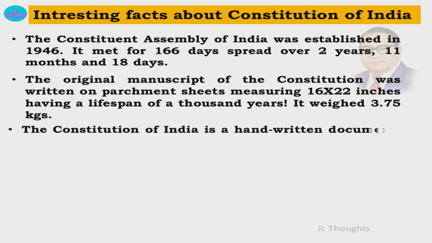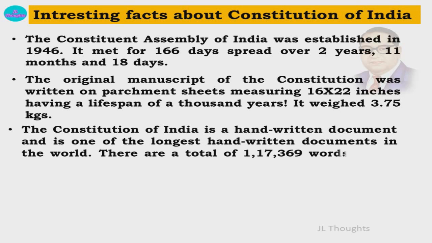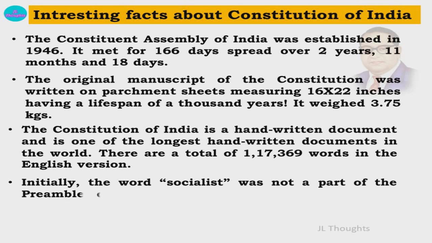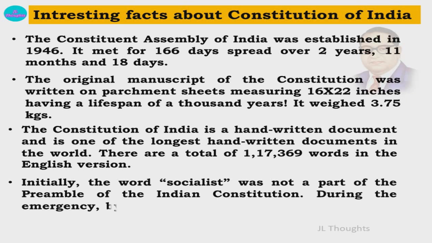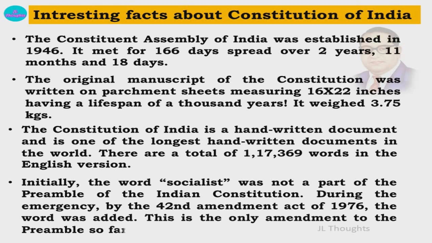The Constitution of India is a handwritten document and is one of the longest handwritten documents in the world. There are a total of 1,17,369 words in the English version. Initially, the word socialist was not a part of the preamble of the Indian Constitution. During the Emergency, by the 42nd Amendment Act of 1976, the word was added. This is the only amendment to the preamble so far.